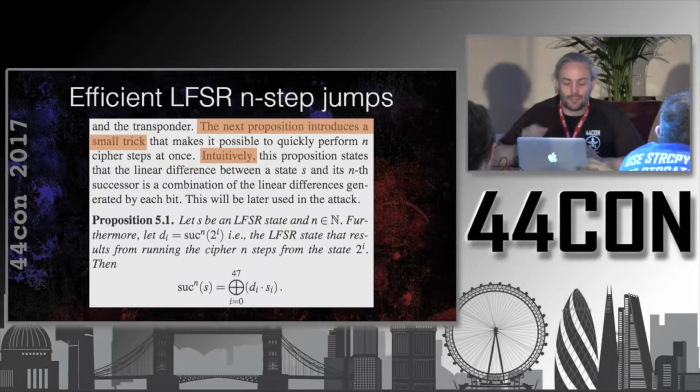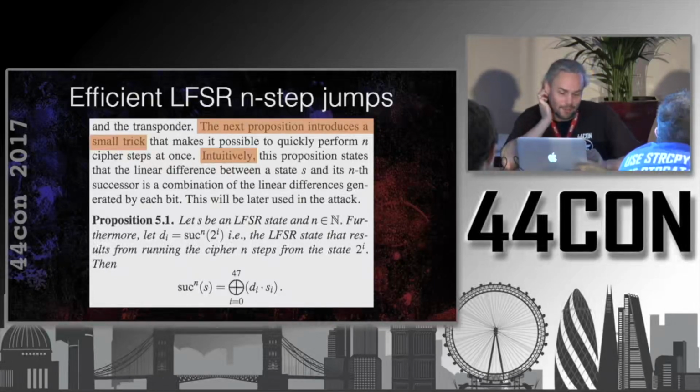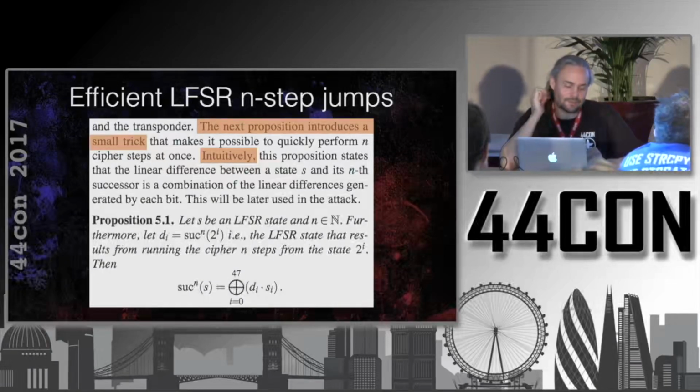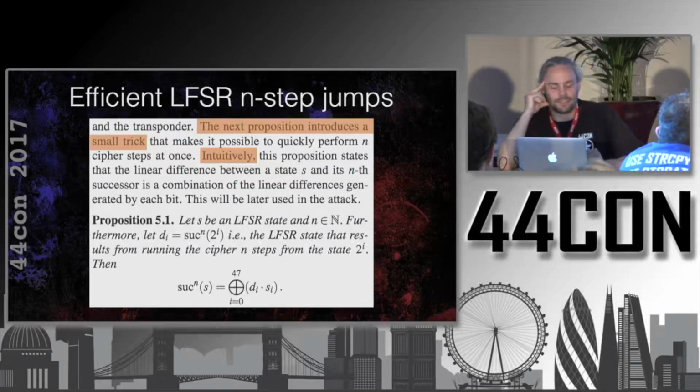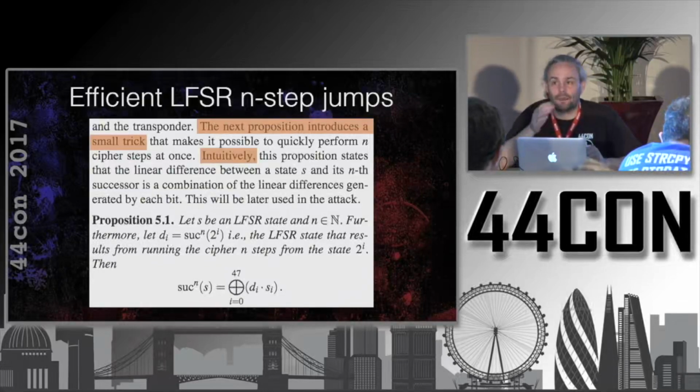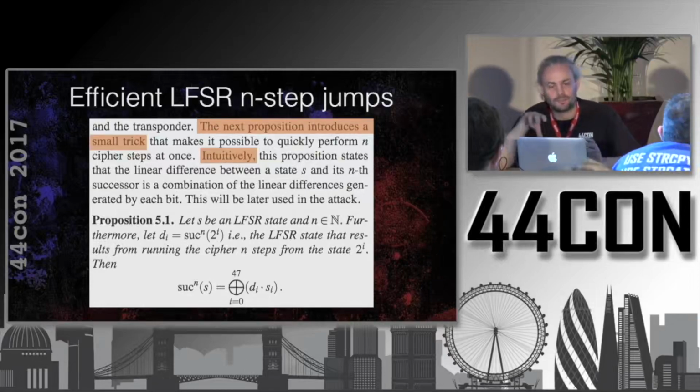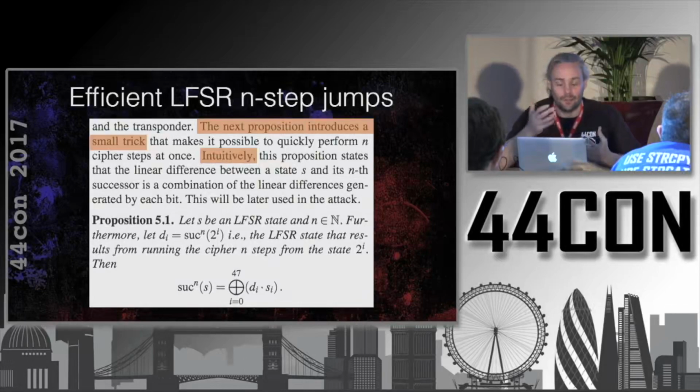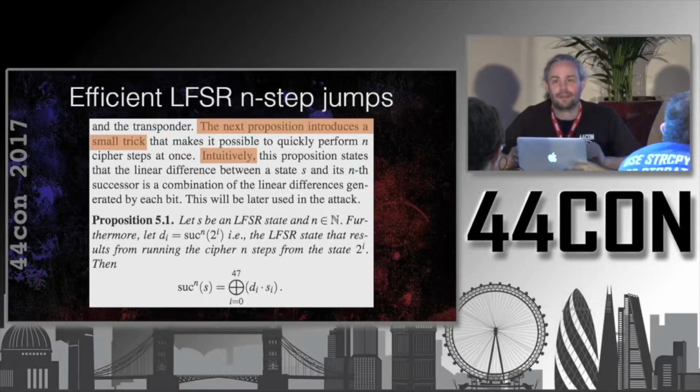Yeah. So this is interesting though. In the paper, when an academic writes "the next proposition introduces a small trick," what they mean is magic, right? Because I've searched for this and I can't find it in anybody else's paper. So this must be something generally known about linear feedback shift registers that I didn't know. They also use the word "intuitively," which is another synonym for magic. It means I'm not going to tell you how this works, but you just have to trust me.